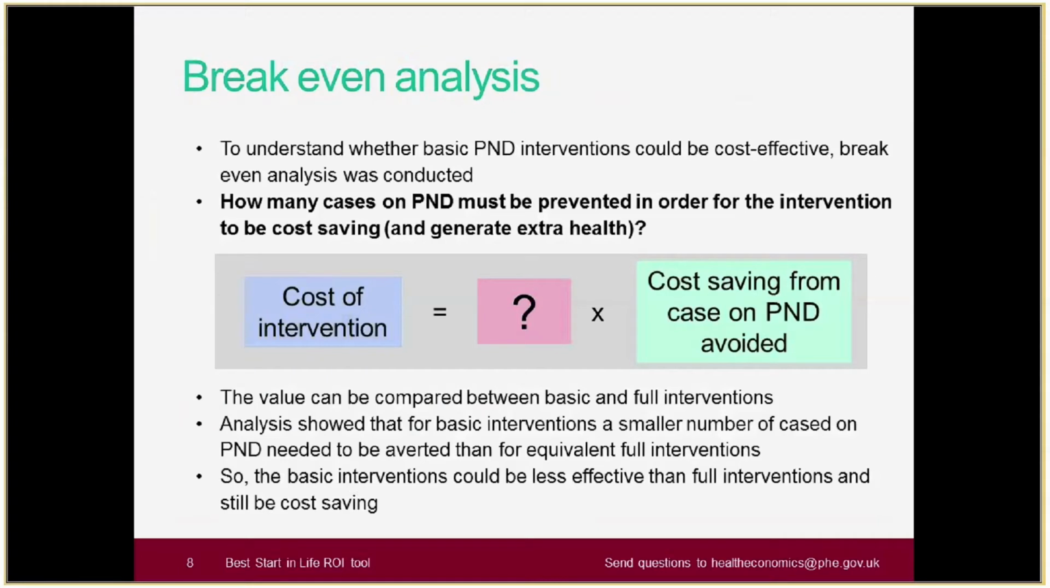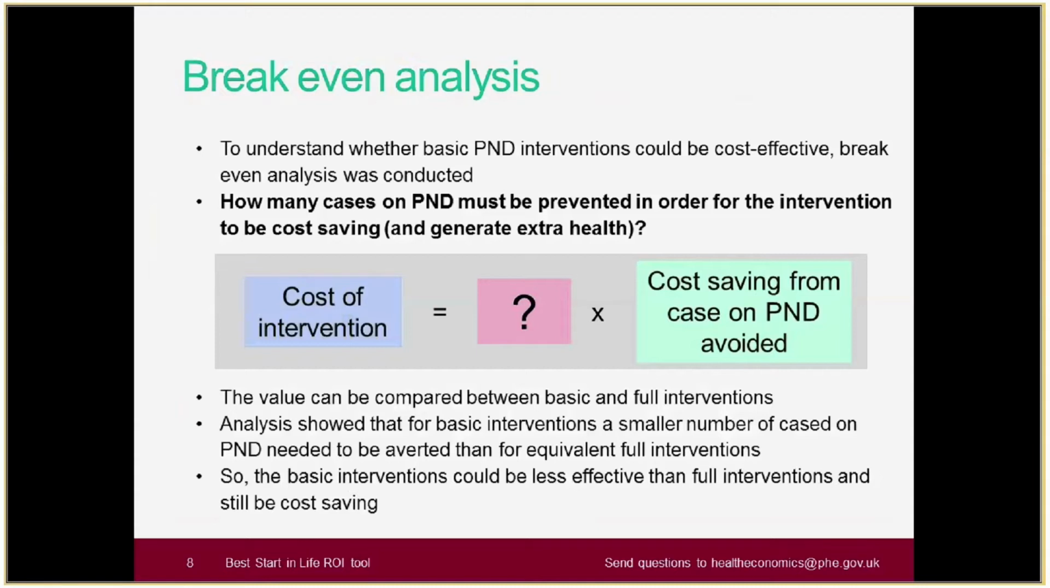So to try and overcome some of these issues around the basic and full postnatal interventions, something that was done was called break-even analysis. In that, we tried to understand how many cases of postnatal depression had to be prevented by the basic interventions in order for it to be cost-saving. In simple terms, that's just setting up an equation to think about how many cases would need to be averted in order for the cost of intervention to be covered by the cost savings from the postnatal depressions avoided. Once you've got that, you can compare across the basic and full interventions to try and make some inference.